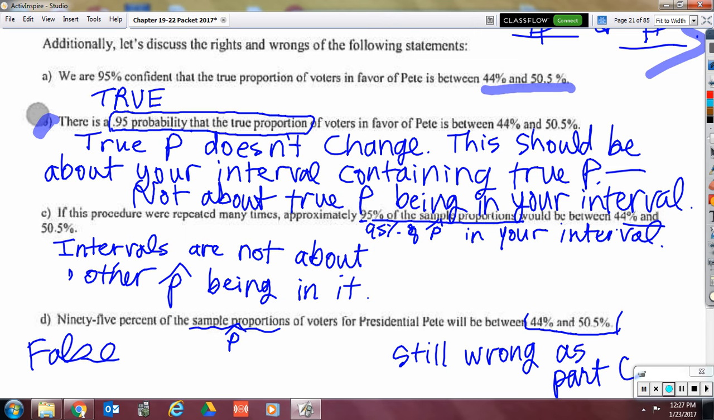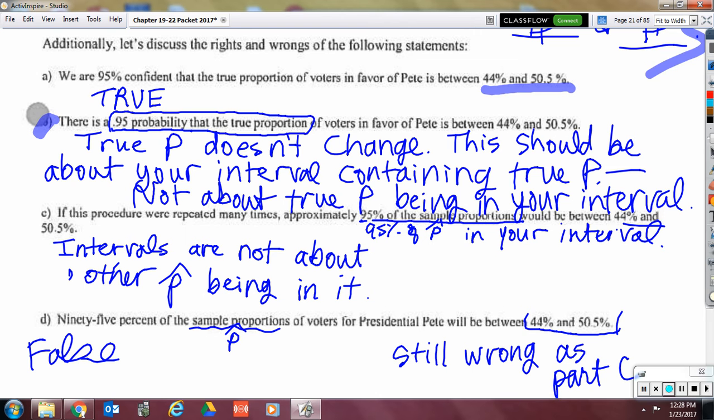Okay, so true P, we don't talk about the true P being in your interval. We talk about if your interval contains true P. So which comes first, true P or your interval? True P. True P is there. Then you take your P hat and you make an interval. So true P comes first. So that's the catch there.